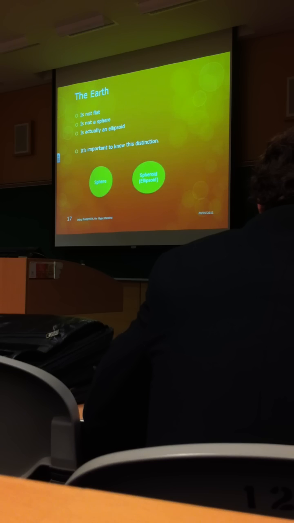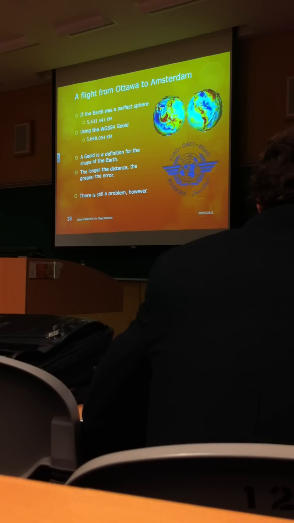The Earth isn't perfectly round; it's actually an ellipsoid. So it's important to know the difference between the two because it actually affects your calculations. So if we were to take a flight from Ottawa to Amsterdam, if the Earth was a perfect sphere, it would be 5,631 kilometers long. But because the Earth is not a sphere, but actually oblong, that distance is actually a little bit longer.